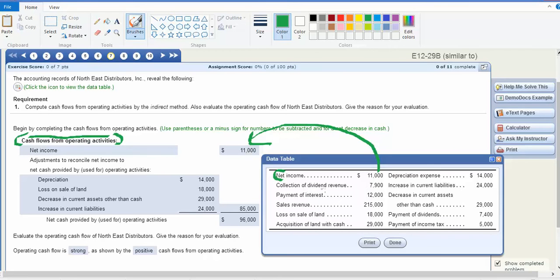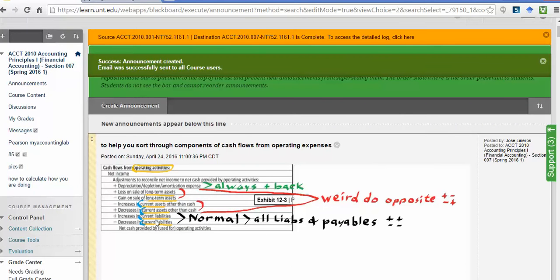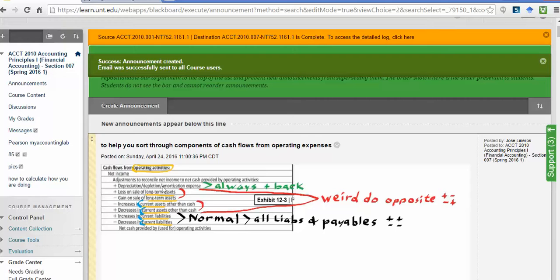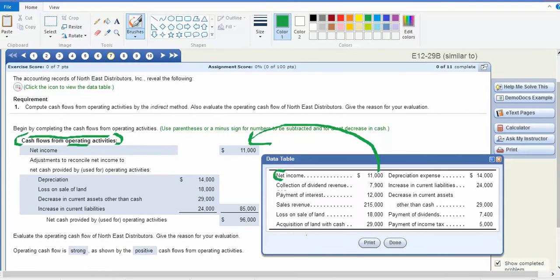Then we have collection of dividend revenue. Well, what does collection have to do with operating? And not only that, where is this to be found here? Where are we talking about dividend revenue? Current assets, current liabilities, none of this is dividends, collecting dividends. And none of this is depreciation. This is simply money that's collected. Keep in mind that these are non-cash items, right? This is not talking about cash. So this simple collection has nothing to do with the cash flow statement.